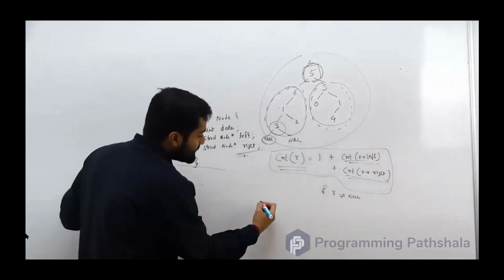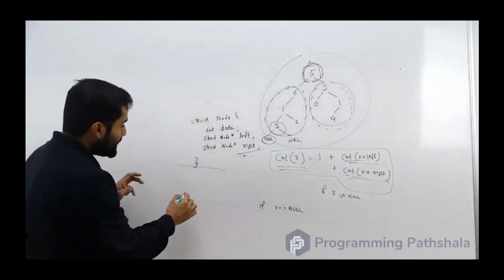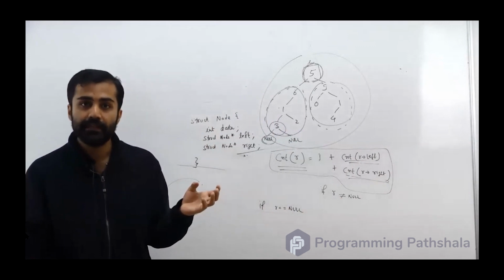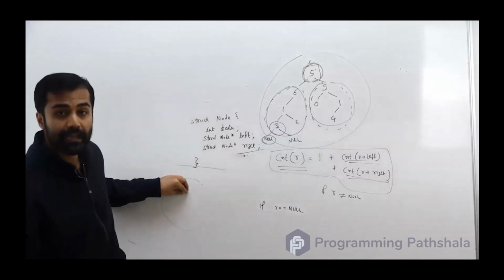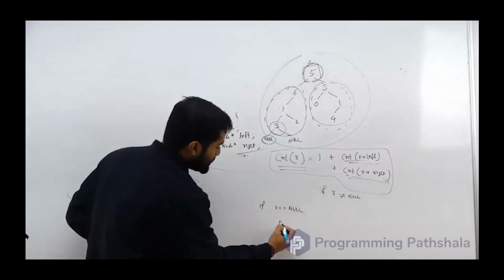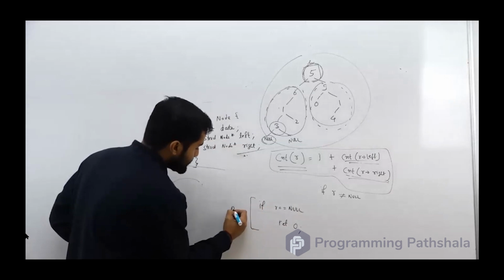But if R is null, think about R being null. So let's say there is an empty tree, there are no nodes in it, it means that its root would be null. So if the root is null, then the number of nodes would be 0. So in that case, you should return simply 0. So this is your base case.